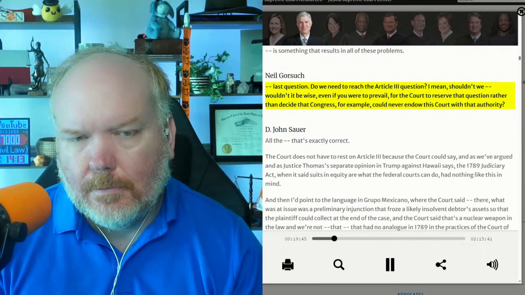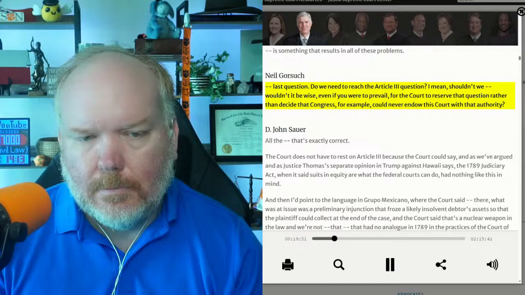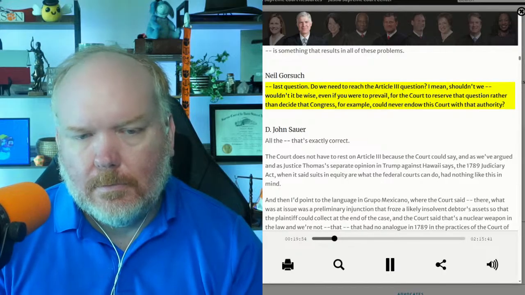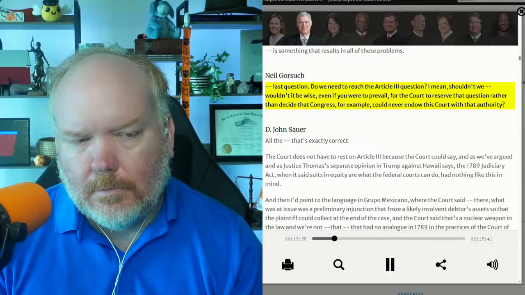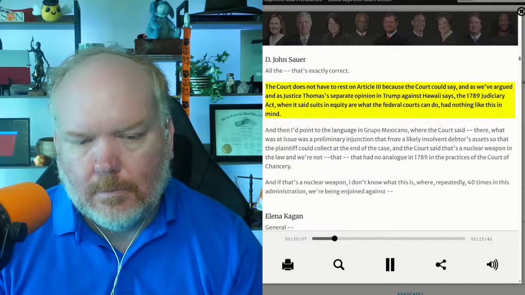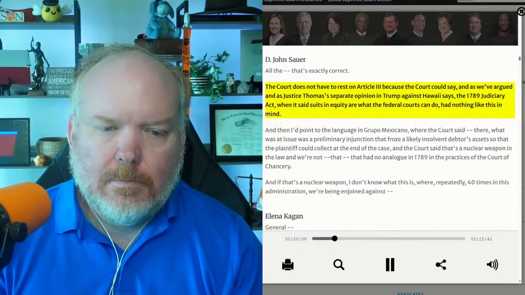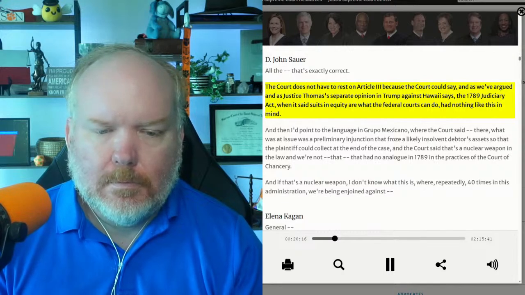Last question. Do we need to reach the Article 3 question? Wouldn't it be wise, even if you were to prevail, for the Court to reserve that question rather than decide that Congress, for example, could never endow this Court with that authority? That's exactly correct. The Court does not have to rest on Article 3 because the Court could say, and as we've argued and as Justice Thomas' separate opinion in Trump against Hawaii says, the 1789 Judiciary Act, when it said suits in equity or what the federal courts can do, we had nothing like this in mind.